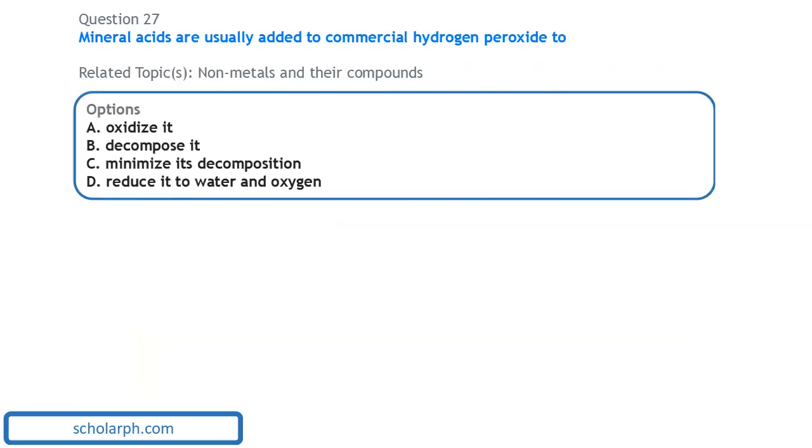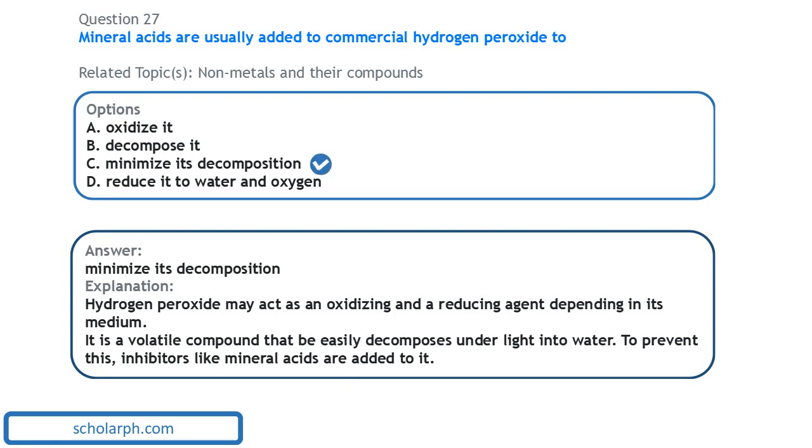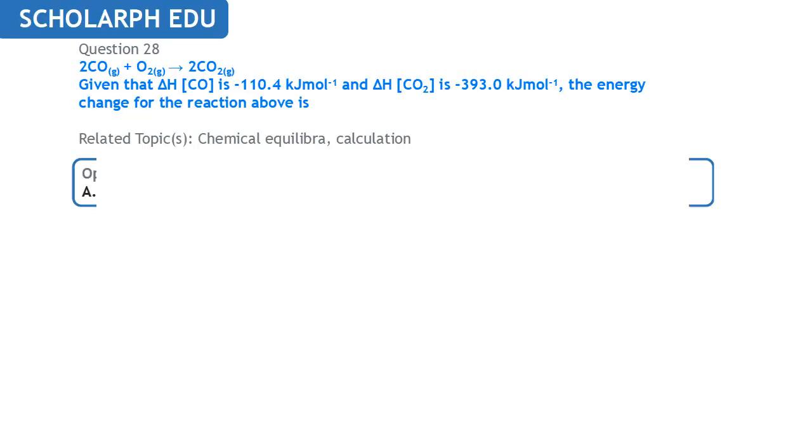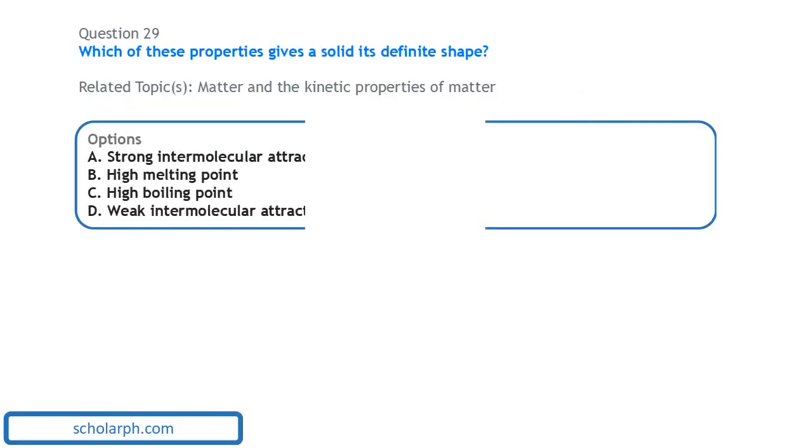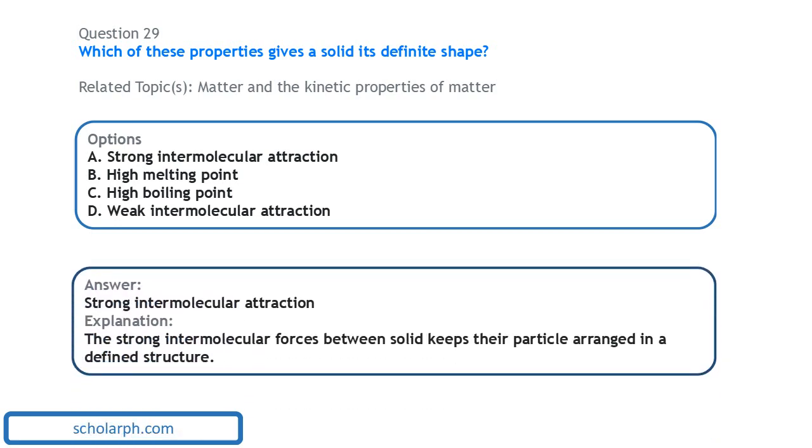Next question: mineral acids are usually added to commercial hydrogen peroxide. That is to minimize its decomposition. Next question: which of these properties gives a solid its definite shape? That is, the strong intermolecular attraction between the particles of the solid is what gives it its shape.